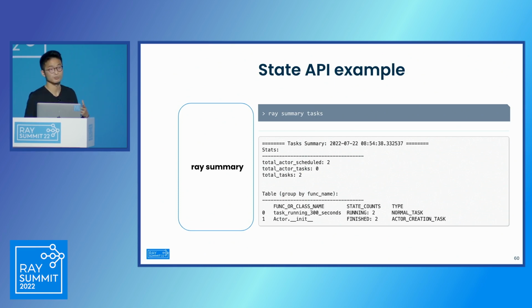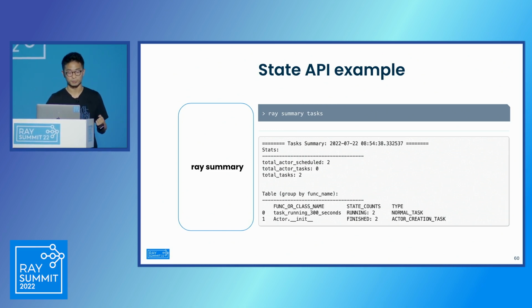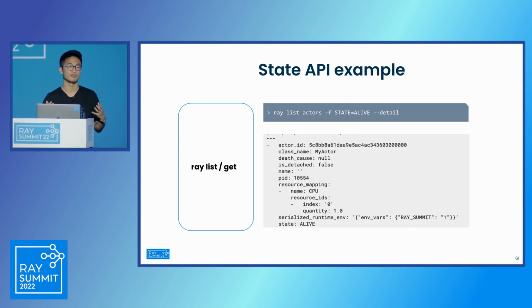So see Ray summary tasks, you will see a number of tasks running, the different tasks with different names, and what states they are in. And once you have a high overview, then you might want to narrow down to maybe a specific group of tasks or actors or states, right? So you could use the list and get APIs to get information with a filter and a detail flag.